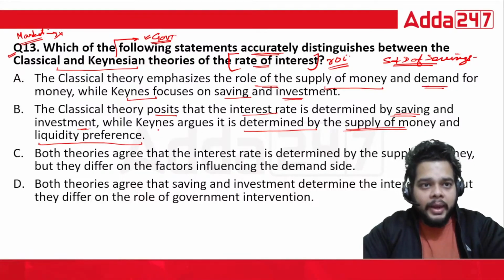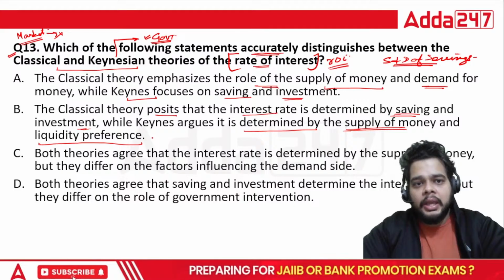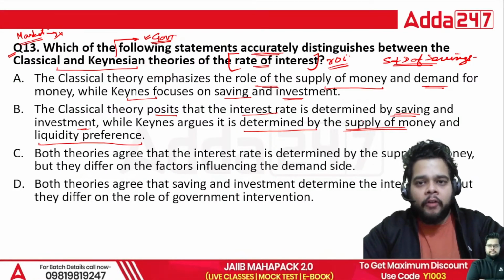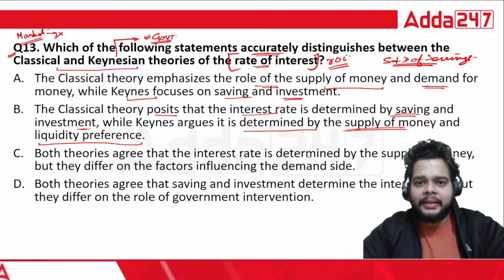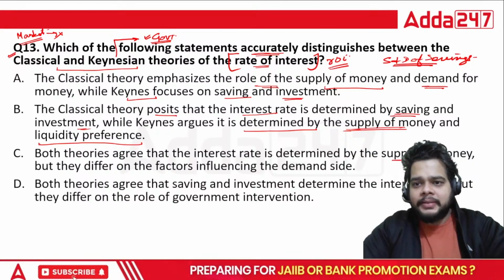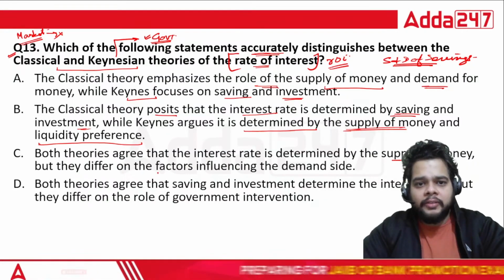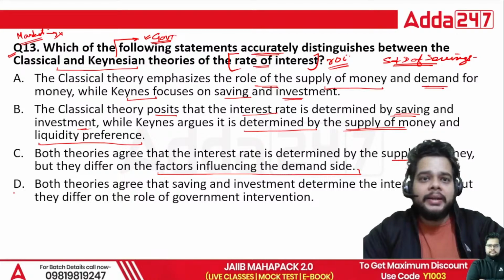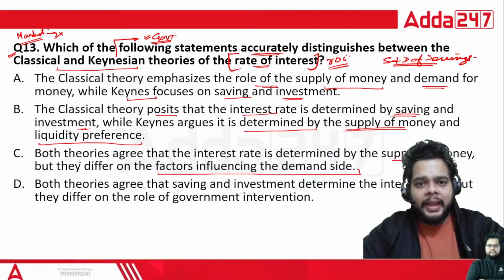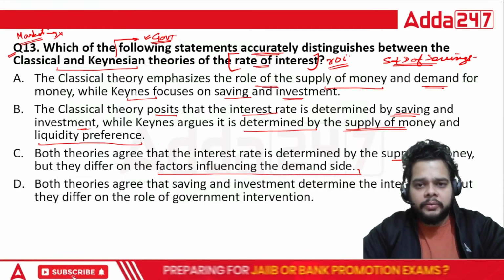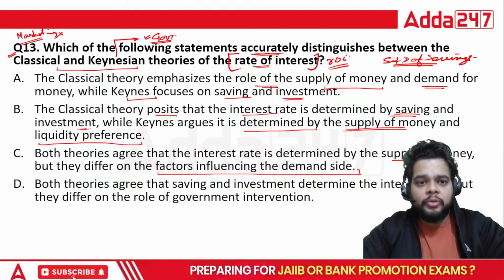A better way to put it out, right? The liquidity preference is one of the key areas of Keynes' theory. Both theories agree that the rate of interest is determined by supply of money, but they differ on the factors influencing the demand side. So if there was an agreement between the two theories, why do you think that there were two different theories then?